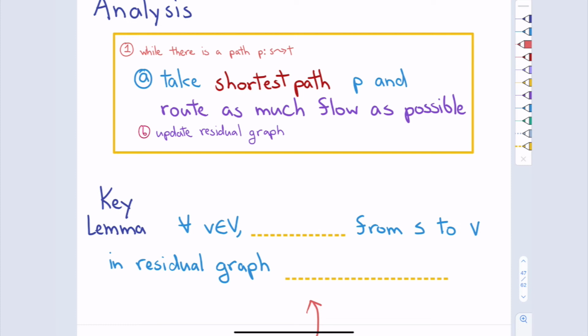Okay. So we are going to show that as I continue to augment along the shortest path from S to T, for any particular V, the distance from S to V in the residual graph does not go down. Okay. This is what we're going to show. As long as I keep choosing the shortest path left, I'll actually somehow guarantee that all the vertices are gradually getting further and further away from S.